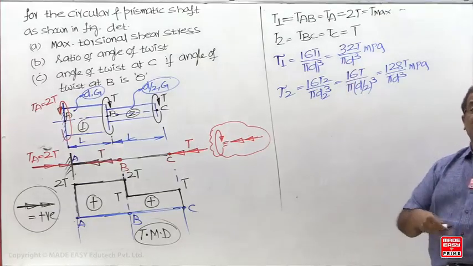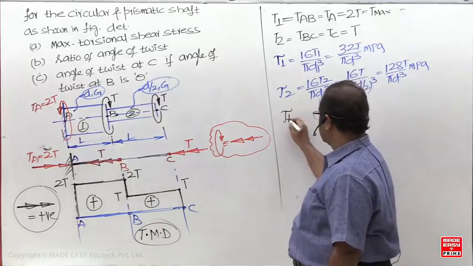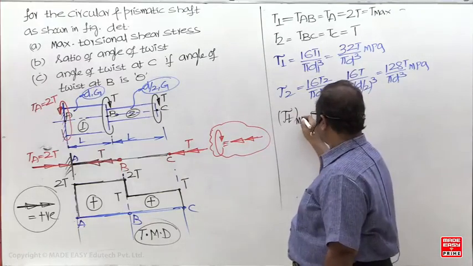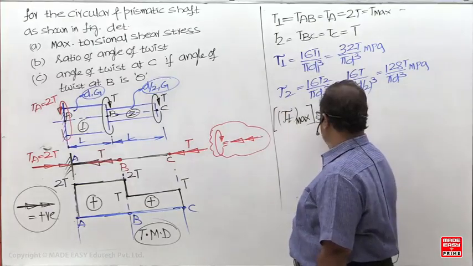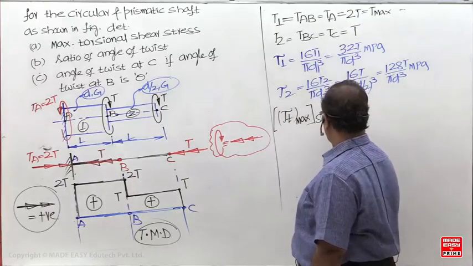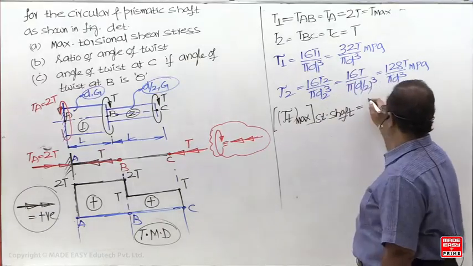But if you ask for the entire stepped shaft, what is the maximum torsional shear stress in the stepped shaft? It is the larger of these values. Which is the larger value now? Tau 2.